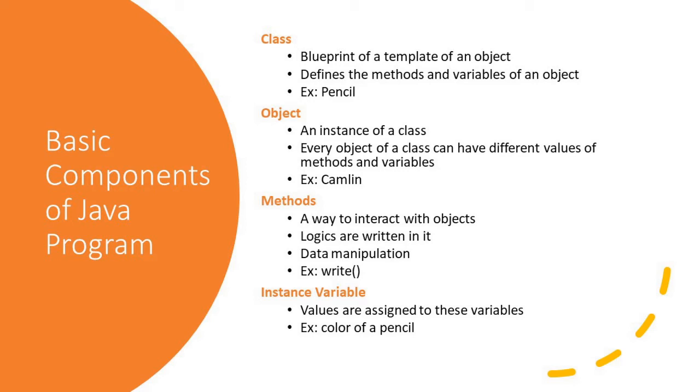A method is a way by which objects interact with class and vice versa. Logics are written inside it and can also be used for data manipulation. Instance variables are the variables that are defined in the class to which values can be assigned. For example, if the instance variable of a class pencil is color, then every object can have a different value of color.